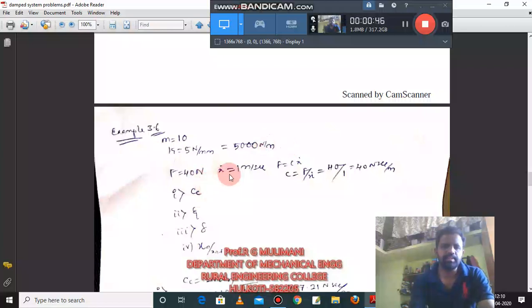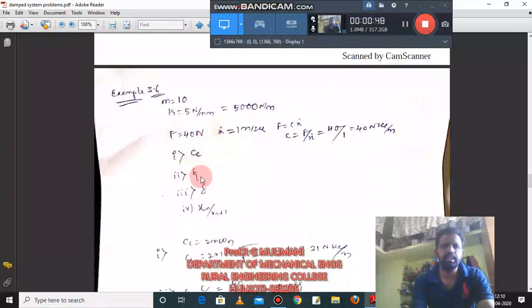What is asked in this problem? To find the critical damping coefficient, damping factor, logarithmic decrement and the ratio of successive amplitudes. Given data are mass, stiffness, damping force and x dot, velocity. By the damping force and velocity you will get the damping coefficient, that is 40 Newton second per meter. Now you calculate what is Cc. You already know that Cc is 2m omega n. M is given and omega n is equal to square root of k by m. K value we have 5000 and m is 10.